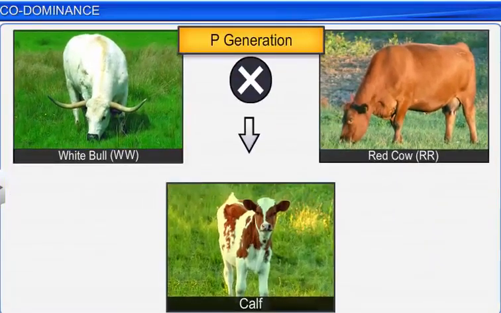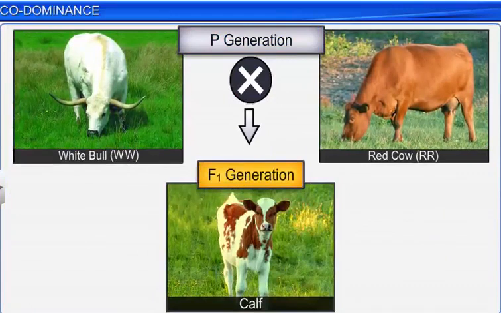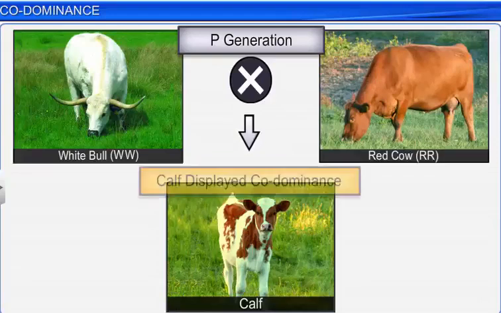Therefore, in this case, the F1 generation doesn't resemble either of the parents as in dominance, nor is it in between as in incomplete dominance. What the calf displayed was codominance.